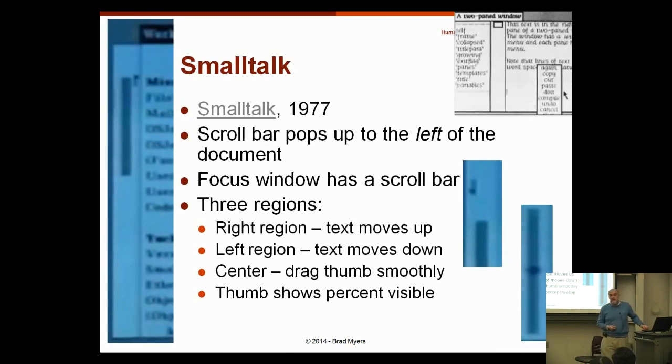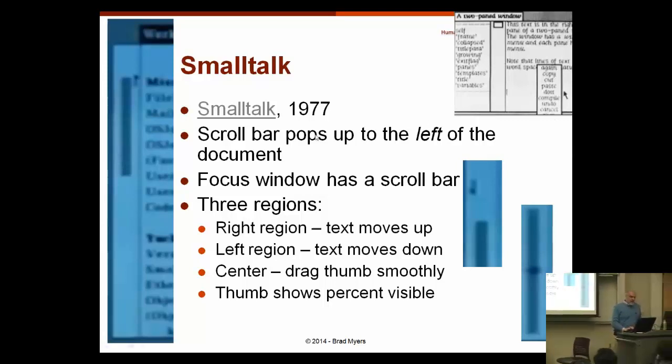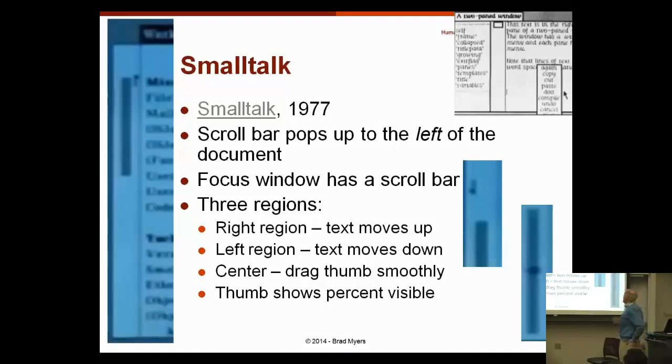Smalltalk was the first system that I'm aware of that had these pop-up scroll bars. It had a more conventional scroll bar. And so, up there, I found at least one example that showed you what it looked like. And it was one of the ways that it showed you which window was the focus window, which window you could type to. Remember we talked about how in windowing systems you have to have one window that you can type to, and the window that you could type to would have a scroll bar. And it popped up to the left of the text area.